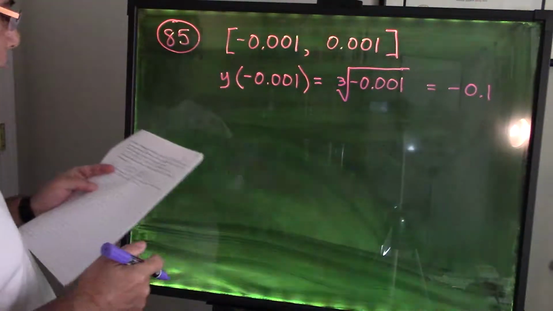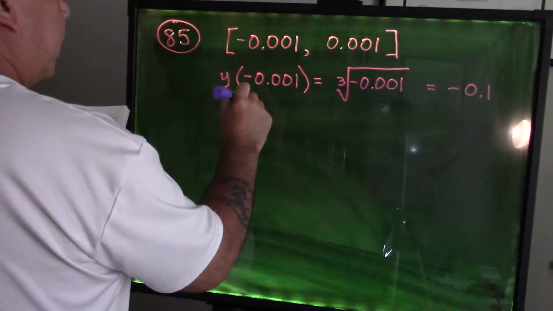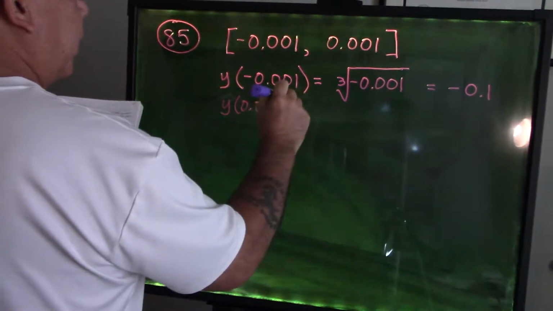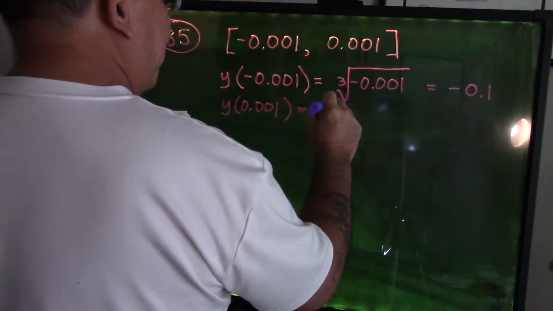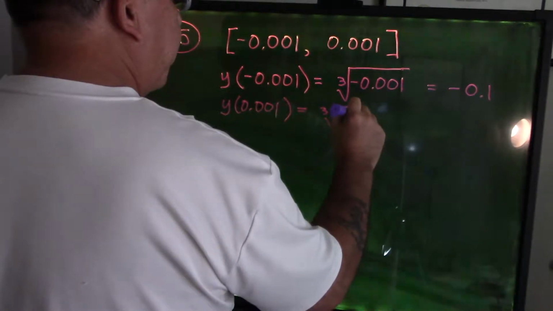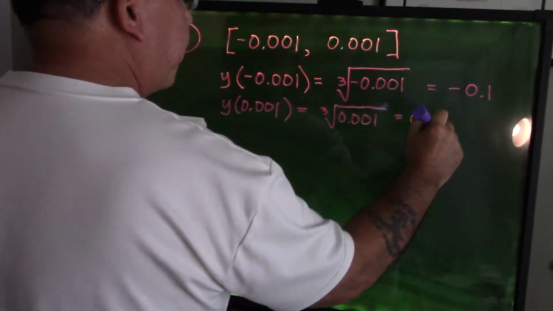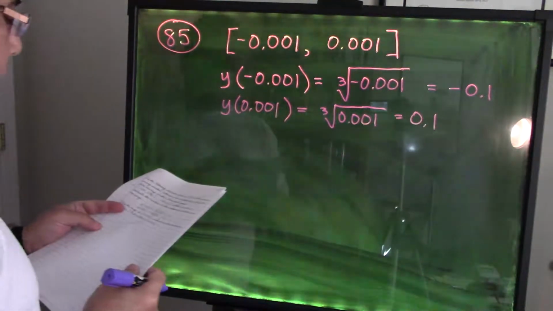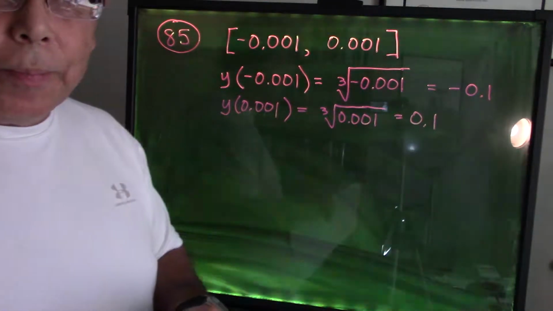And then y of 0.001, I think you can guess what this is, because it'll be the same as the previous answer except positive. So the range is from negative 0.1 to 0.1.